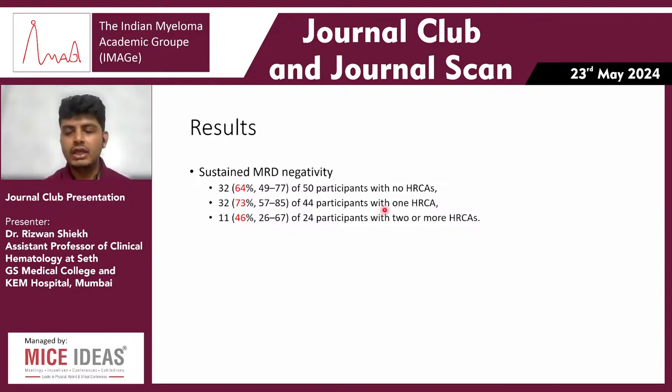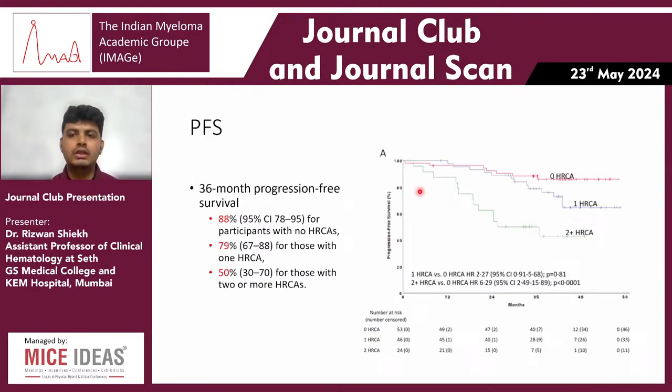So if we look at the achievement of MRD rates all throughout in different subgroups, they are not very different when you look at the first 2 groups, when they don't have any abnormality or they have one abnormality. So it seems that quadruplet induction is able to conquer that one high-risk abnormality.